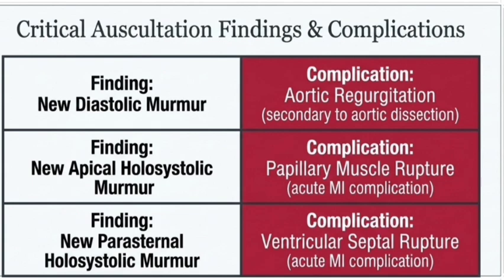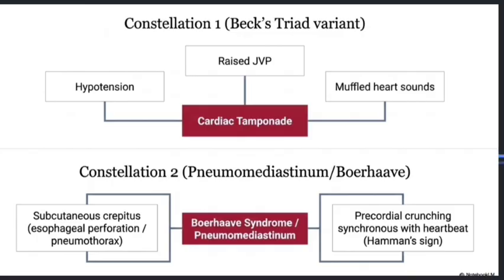Of all the sounds in the source text, though, the one that made me physically wince is Hammond sign. It describes a precordial crunching sound synchronous with a heartbeat, literally a crunching heart. Yeah, it is a distinct crackling noise. But it's not the muscle itself crunching. It points to pneumomediastinum, which is air inappropriately trapped in the center of the chest cavity.